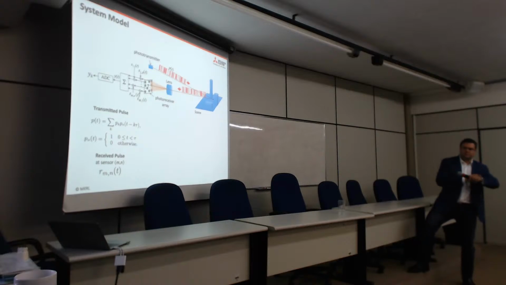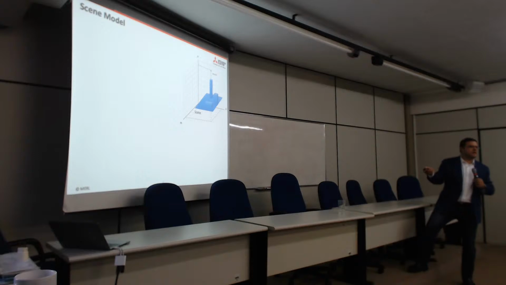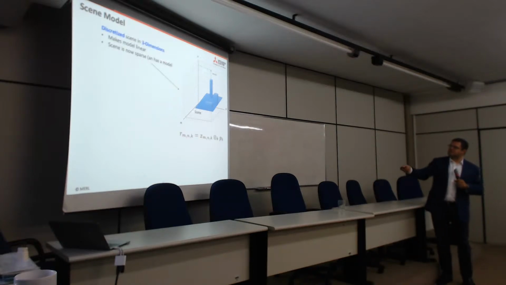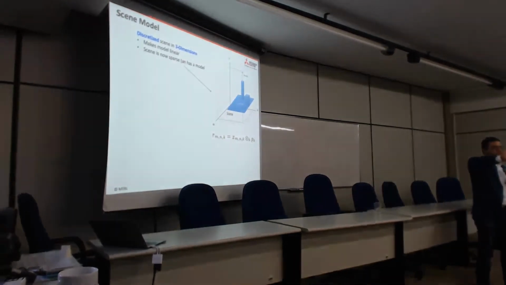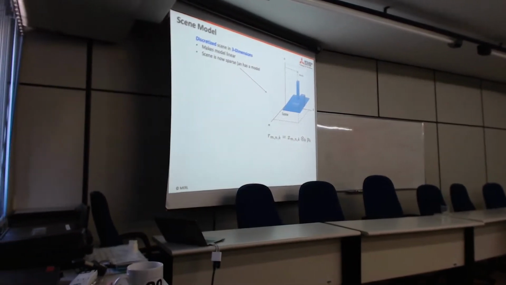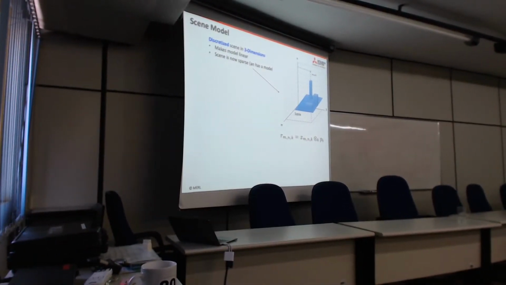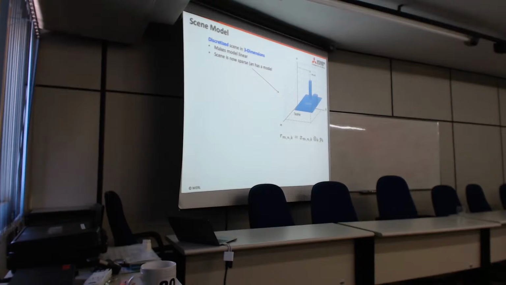I'm not going to go through that because it can get very tedious very quickly. We can see what's the transmitted pulse and get the received pulse and then modulate it, and we get a system like that. And after sampling, we essentially get this kind of linear system. But let's see how it works with the scene model. We discretize the scene in 3 dimensions because remember, the delay itself is not easy to estimate because it is not linear in the data you receive.